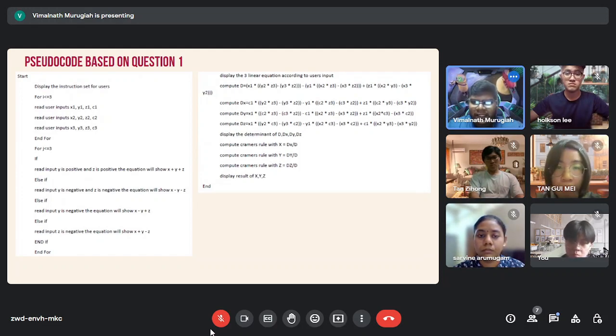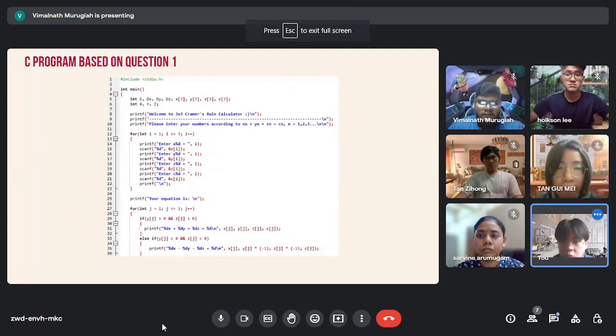Compute Cramer's rule with x equals determinant x divided by determinant. Compute Cramer's rule with y equals determinant y divided by determinant. Compute Cramer's rule with z equals determinant z divided by determinant. It will display the results of x, y, z, and end. Okay, so I will continue with the coding part.